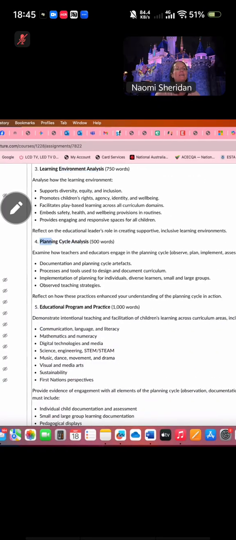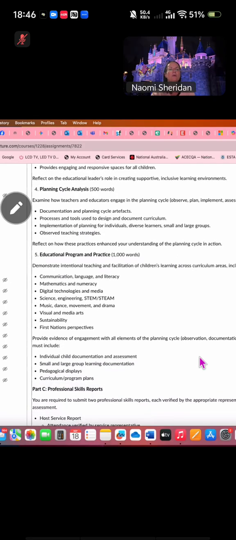Then the good old planning cycle. So we're going to analyse the planning cycle within the service. What does that look like? You can add some artefacts in there, looking at what it looks like for individual educators planning, and then looking at some observed teaching strategies, all those open-ended questions, and what's another teaching strategy off the top of my head? Questioning, discussing, role modelling, imitation. So yeah, looking at what sort of teaching strategies they use, checking in.